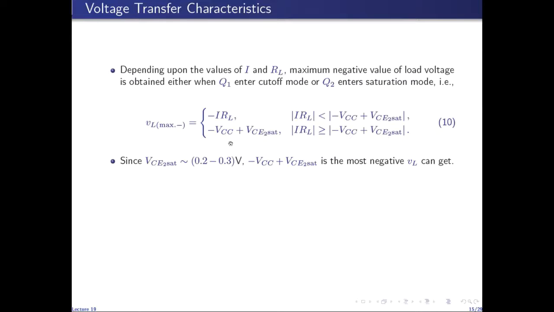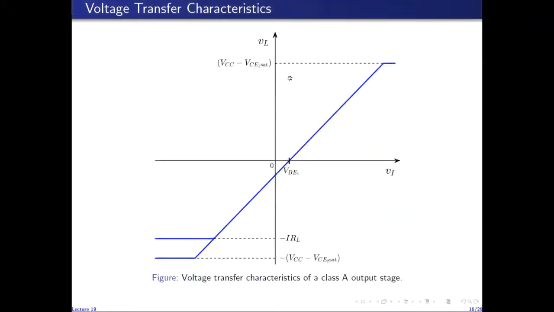So in order to maximize swing, we enforce this condition so that VL maximum negative is given by this number, which is the most negative VL can get. So enforcing this condition gives us a constraint on the biasing current, that it should be at least equal to this value. So using these equations, we can generate this graph between VL and VI. So this is actually a graphical representation of what I've just explained. So VL is VI minus VBE.